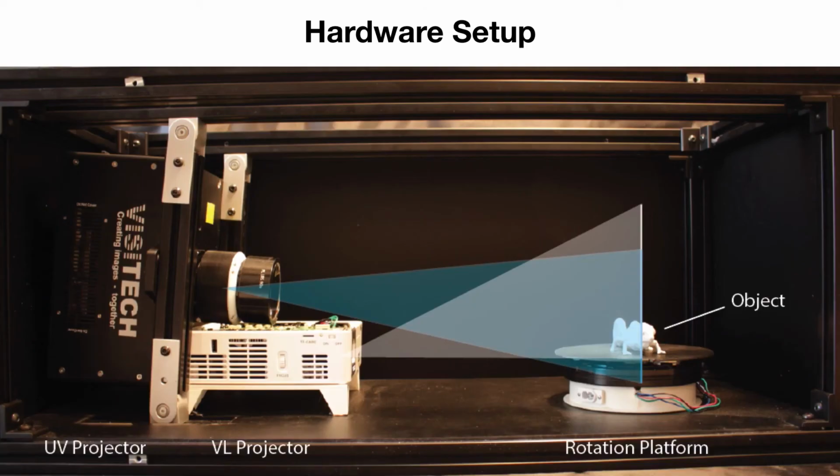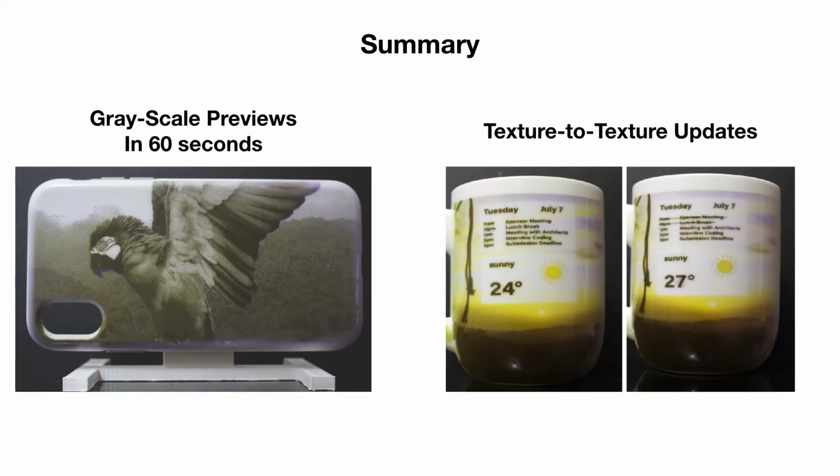This is how our entire setup looks. We just take these 2 projectors and place them in front of our rotation platform. Then all you have to do is place your object on this rotation platform, and the system is ready to update the appearance of this object. In summary, I presented today grayscale previews that can reprogram the appearance of an object in 60 seconds and direct texture to texture updates.